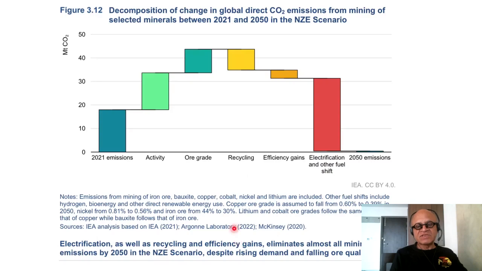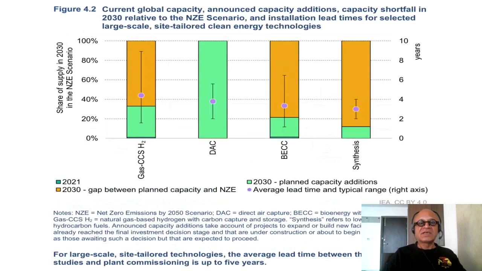Electrification as well as recycling and efficiency gains eliminates almost all mining emissions by 2050 in the projected net zero emission scenario, despite rising demand and falling ore quality. Okay, so remember that. So huge dependence on technological promises here implicit in these projections.